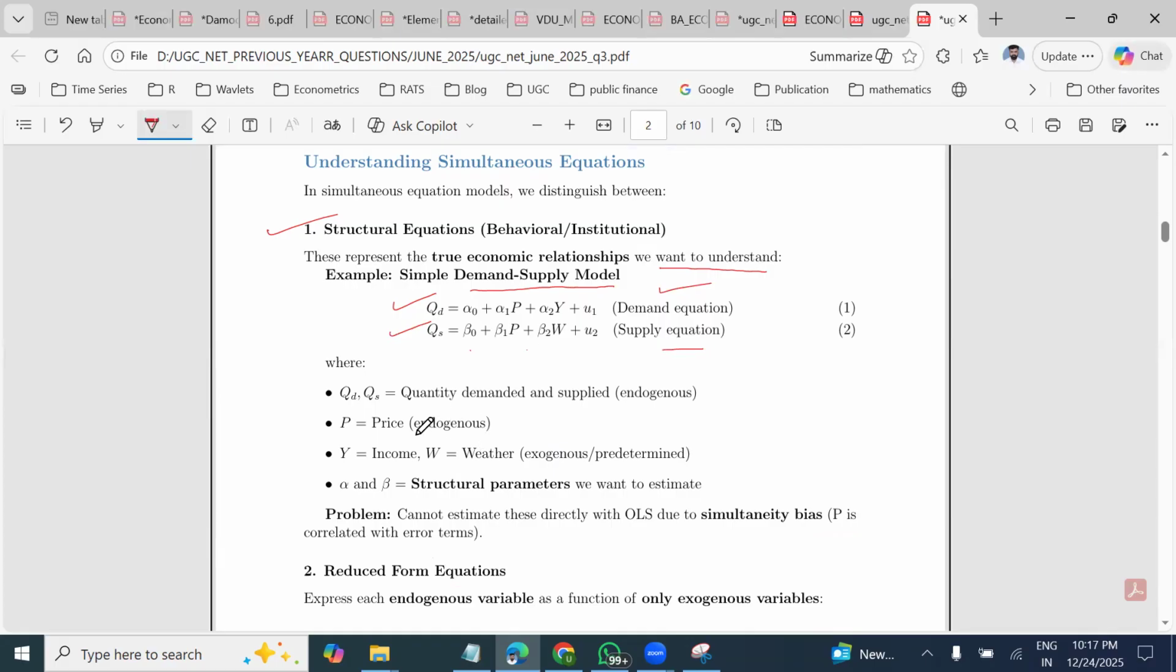So what is endogenous variable, Madhusudha? Sir, endogenous variable means independent variable. Independent variable. Yes.